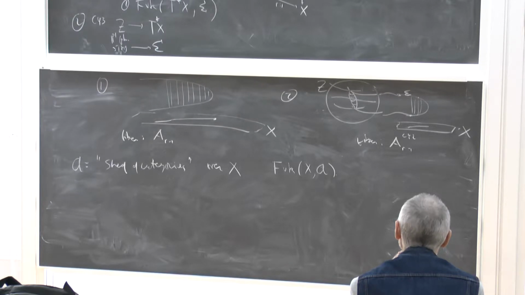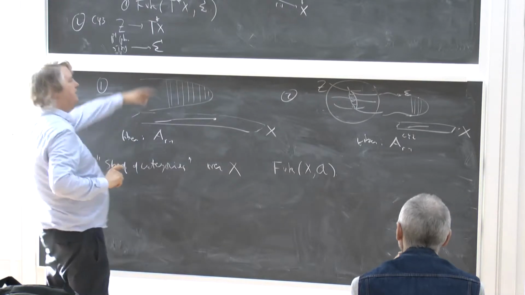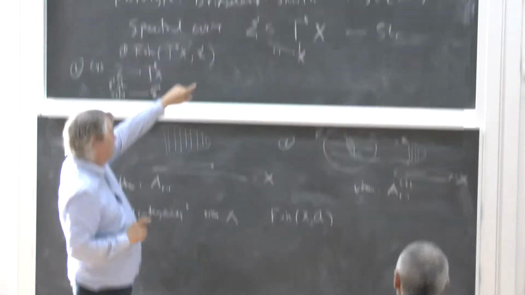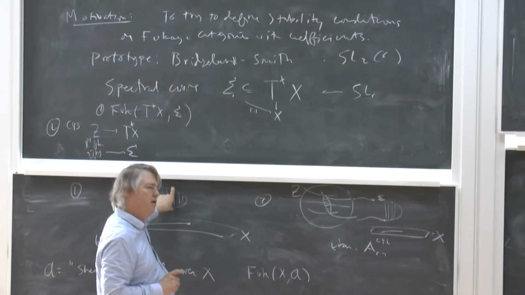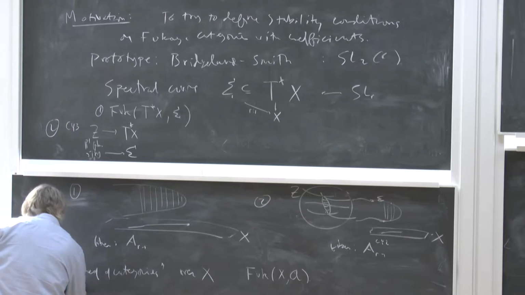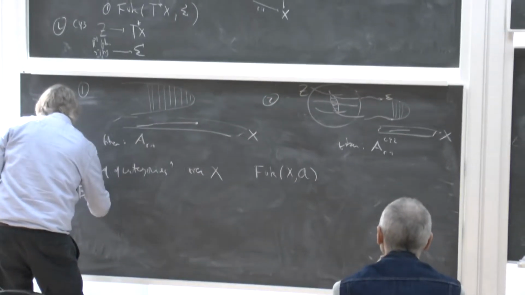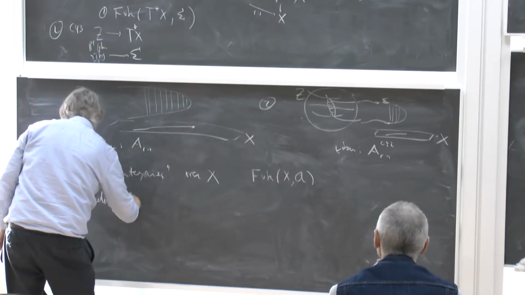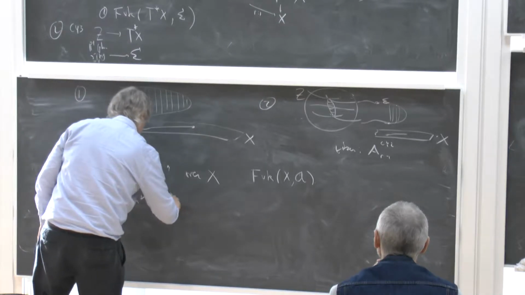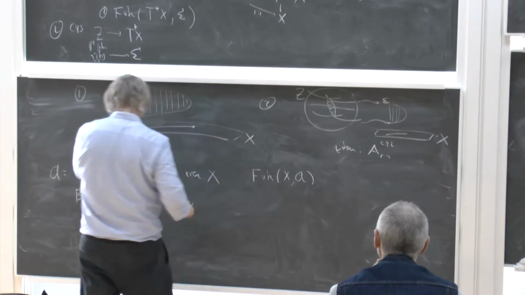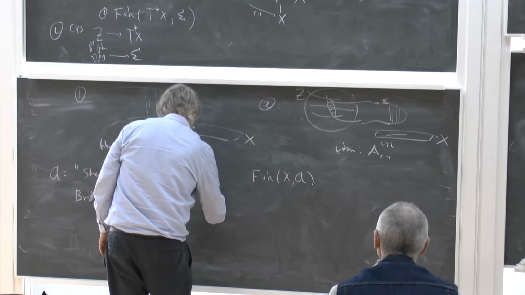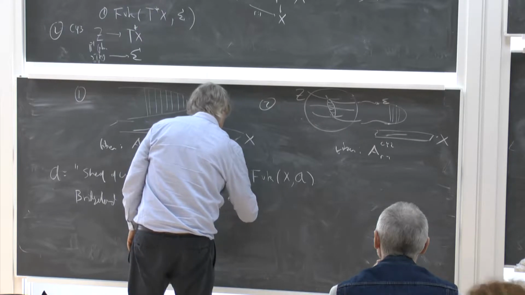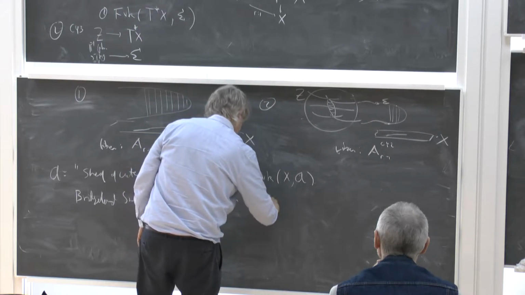So let me explain the motivation, which is that it turns out that in Bridgeland and Smith's work, which is the case of SL2C, the spectral curve is a two-sheeted cover corresponding to a quadratic differential. So for Bridgeland and Smith, R equals 2. The spectral curve sigma corresponds to Q, a quadratic differential.